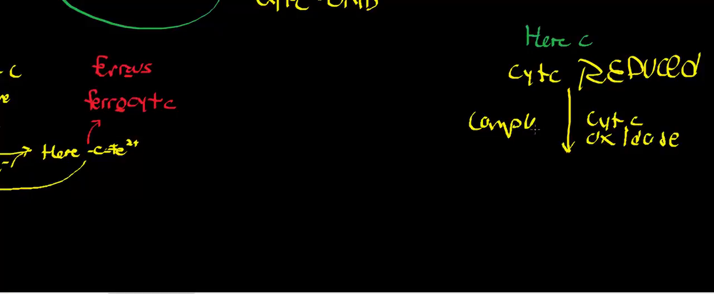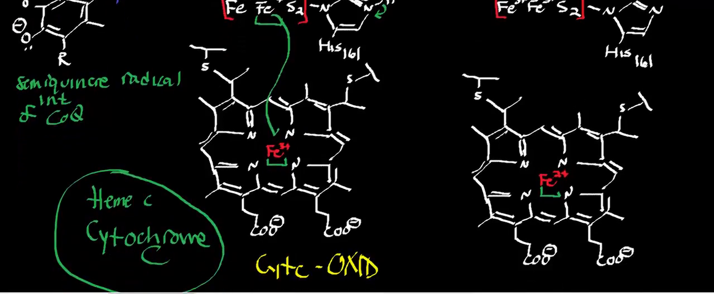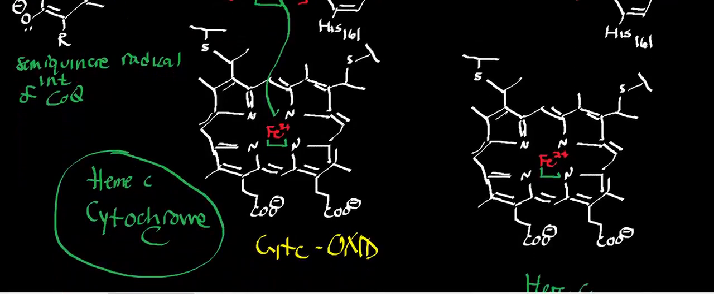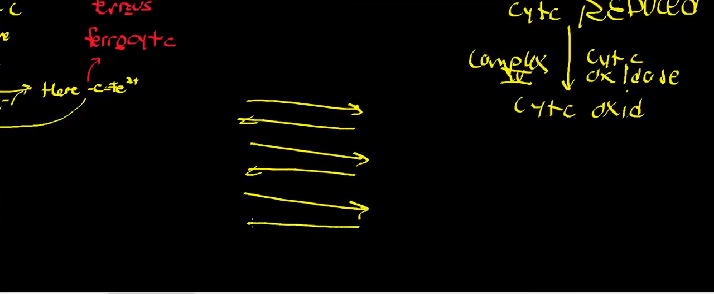This is complex 4 of the mitochondria, and it will be reoxidized back to cytochrome C in the oxidized state, and it can then go and pick up another electron from this enzyme. Okay, so cytochrome C comes by, picks up the electron from the Rieske iron sulfur center, and then dissociates and goes to cytochrome C oxidase. And so you have this going back and forth of cytochrome C between cytochrome C ubiquinol oxidoreductase and cytochrome C oxidase. So hopefully that makes sense to you.